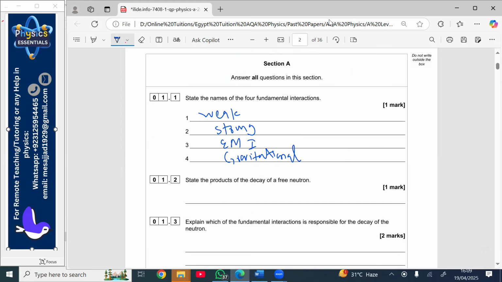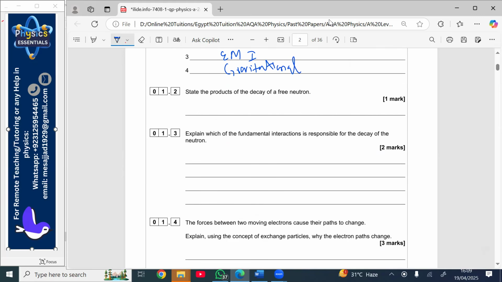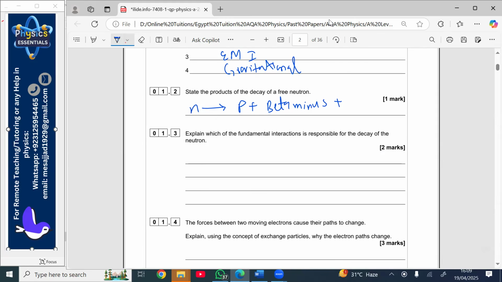All right. State the products of the decay of a free neutron. So it's quite obvious that when a neutron decays, it is neutral, so it goes into a proton and a beta, which is an electron. So you can say beta minus, and beta minus is actually kind of an electron.